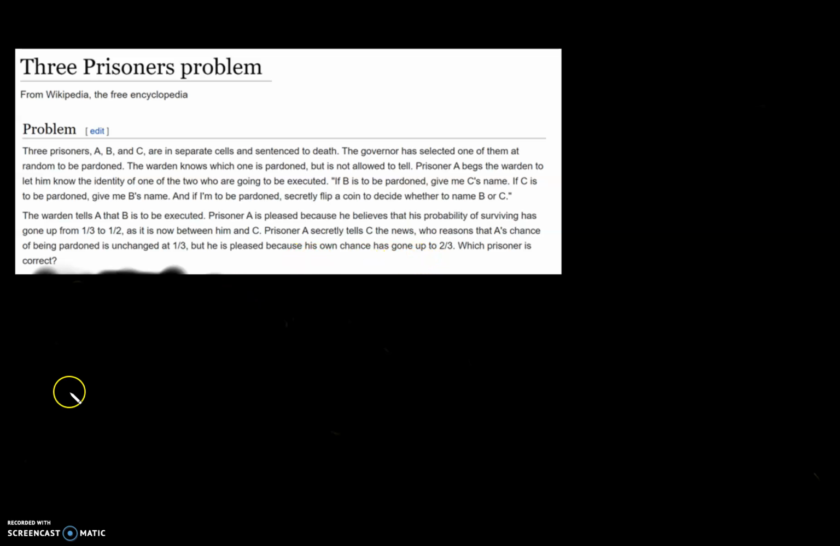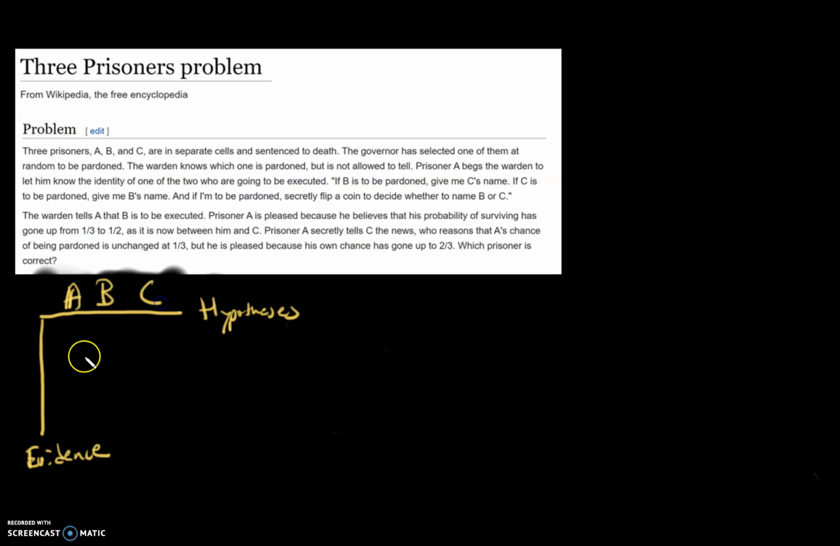So who's correct? When thinking about problems like this, I like to first start off with a diagram to help organize the information. So let's create one axis, and we'll call this evidence. And let's create another axis. We'll call this the hypotheses. And what are the hypotheses? Well, A could have been pardoned. B could have been pardoned. C could have been pardoned.